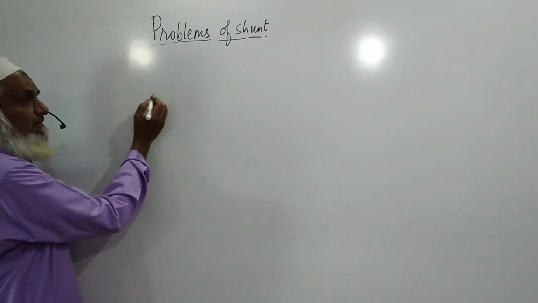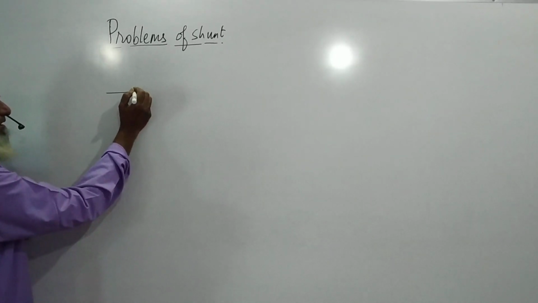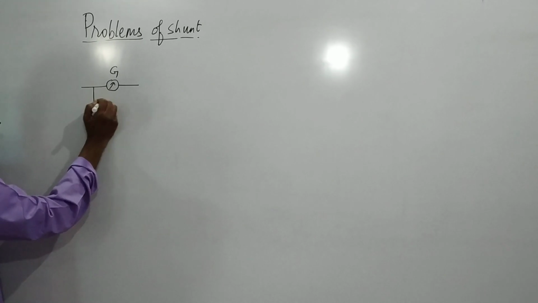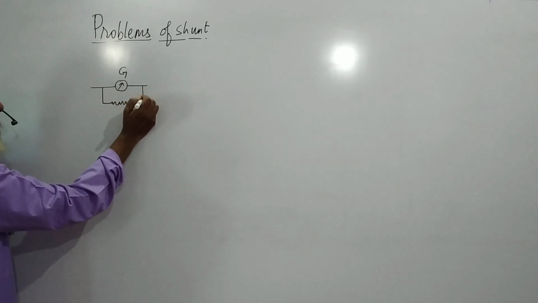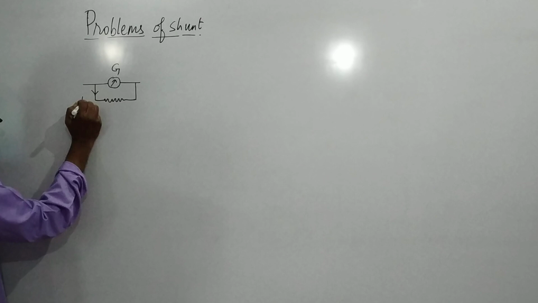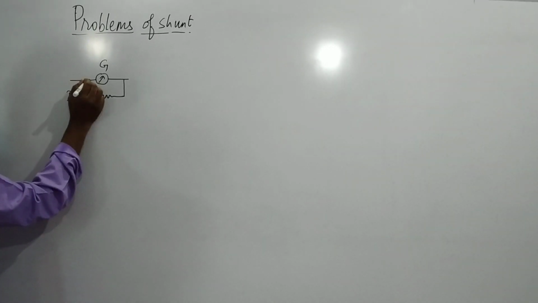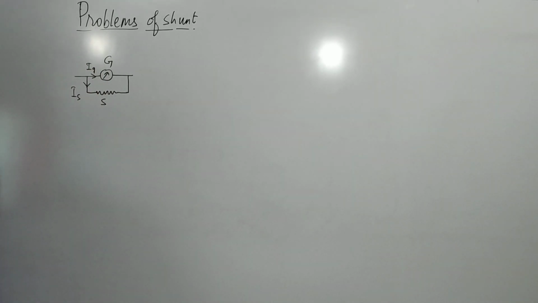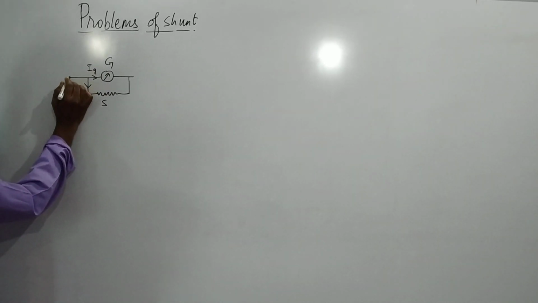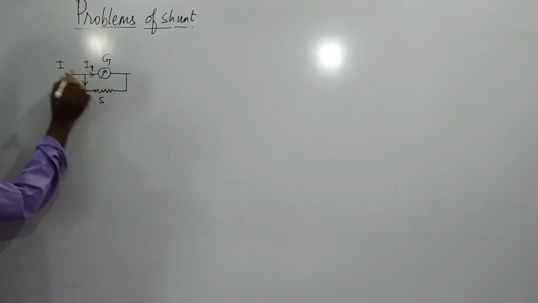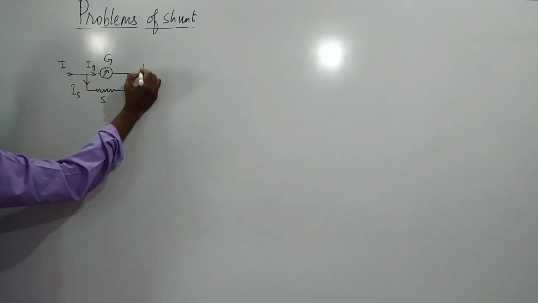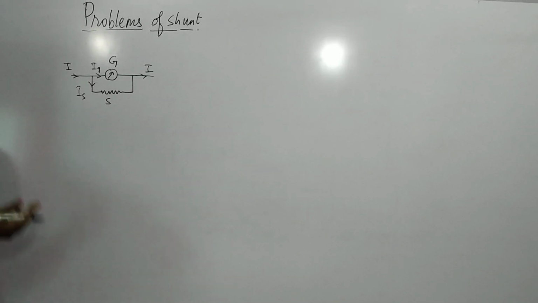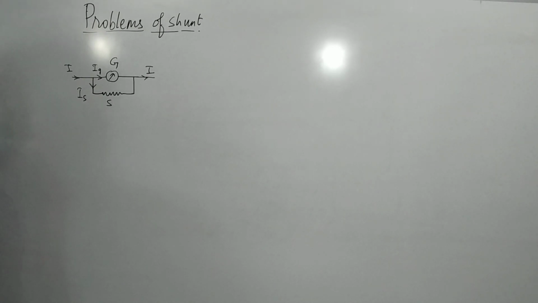Problems of shunt we will discuss. So we have already seen that in a galvanometer, if I am connecting a shunt resistance, then some part of the current will go in the shunt, and whatever the galvanometer requires for full scale deflection will pass in the galvanometer. So I can say that if total current is I, then this current is getting divided into two parts. This we have already discussed in the working of ammeter.